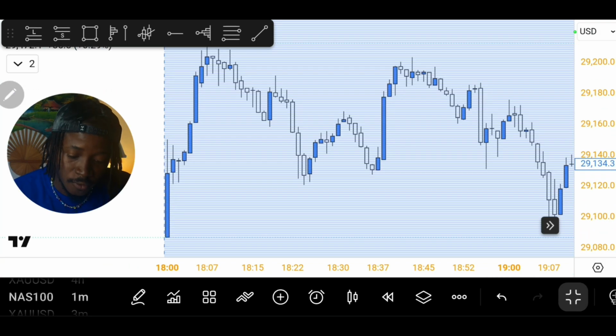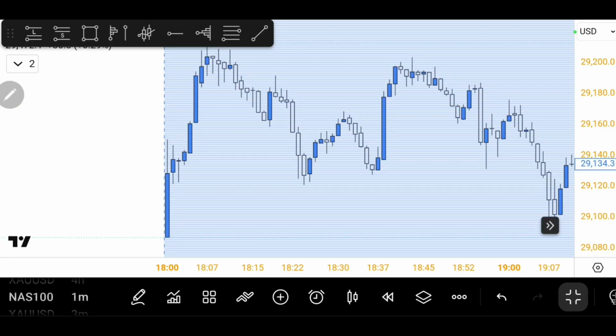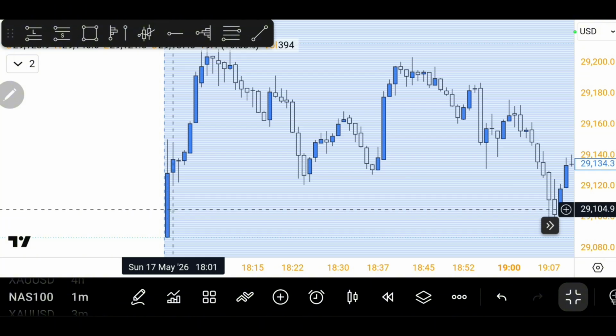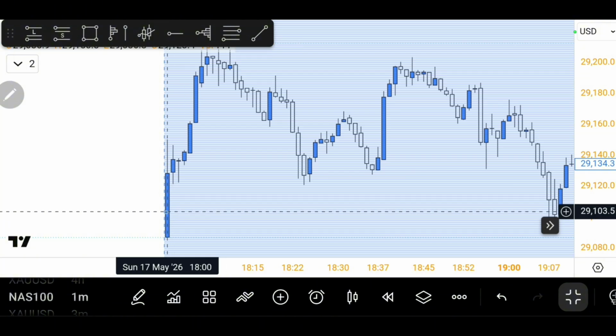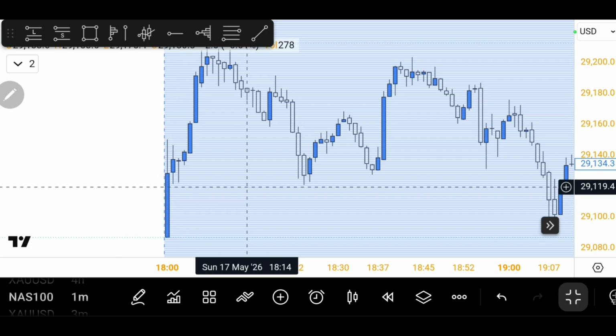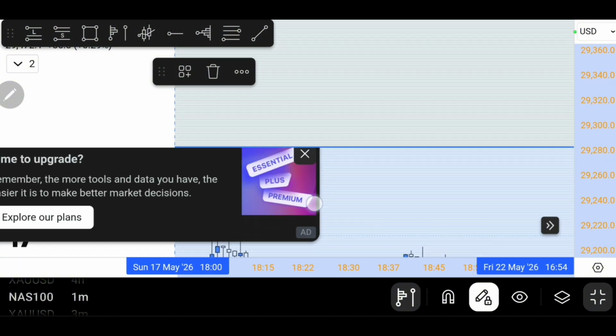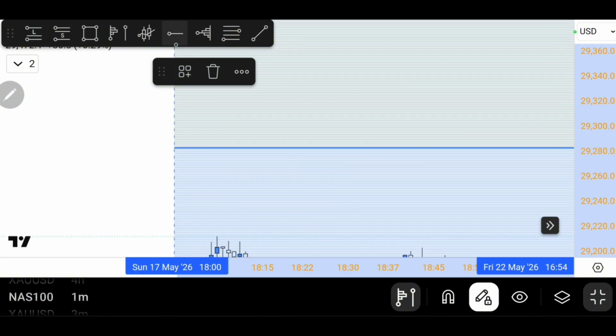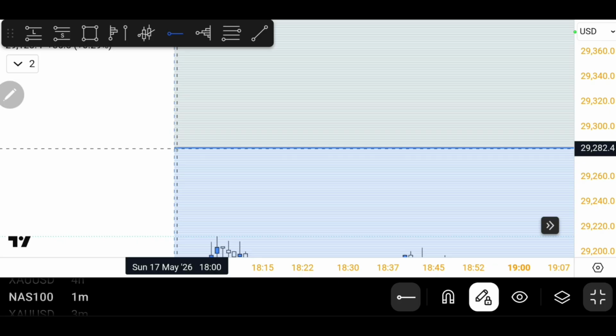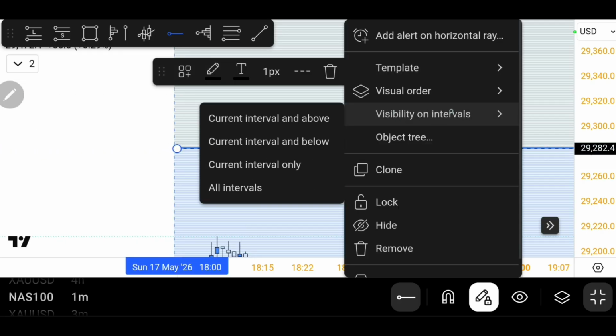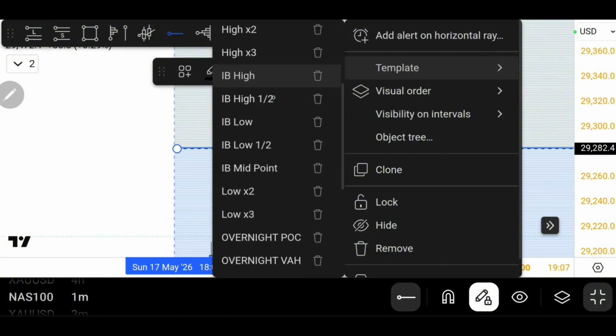So as you can see, we've drawn from 1659 thereabouts, the last candle on the Friday, back one week to the Sunday open. As you can see here, it says Sunday 17th, the 1800 candle. So now the next step we want to do is to mark the IB. Very important. I already had this done, so I'll just go through my template, and that will be the weekly IB.